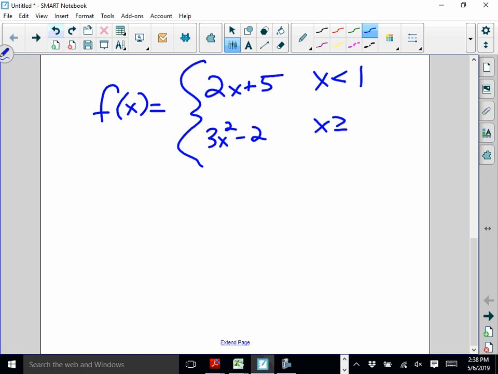So let's say we see a piecewise function like this. They might ask you, is f of x continuous at x equals 1?